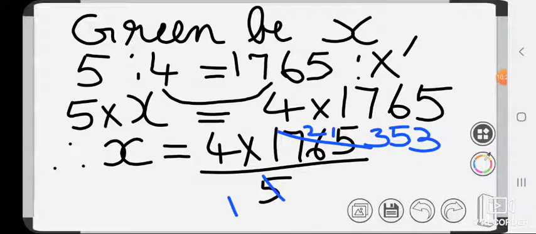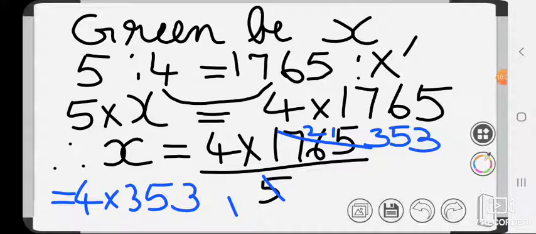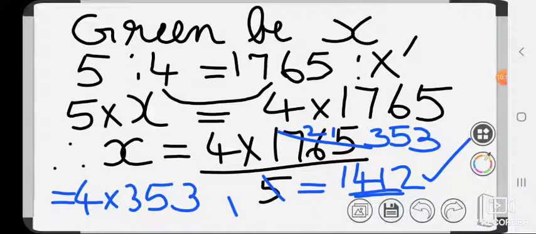Now if you multiply 4 into 353, what is the answer? It is 1412. Your final answer you will get as 1412. Now we got the green bulbs number, and the red bulbs number is already given.